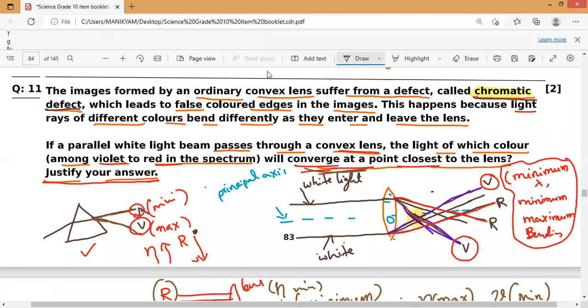Clear? Any doubt? Maitreyan, Monish, anyone having doubt you can ask. Mr. Rahul, Raja Gagan.